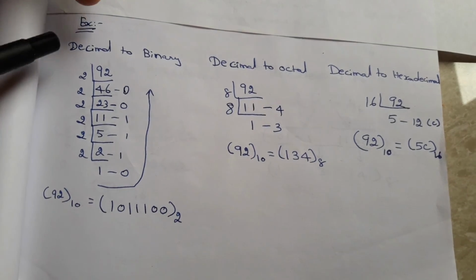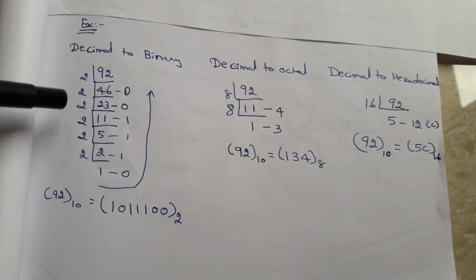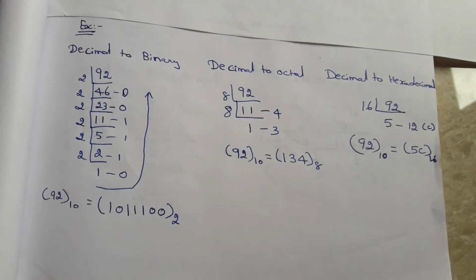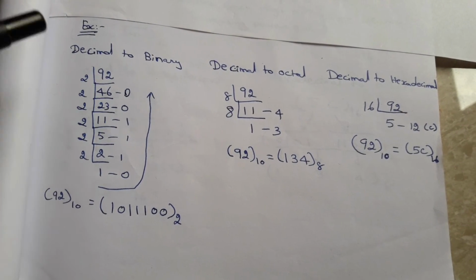So likewise when you are converting from the decimal to other categories, we have to only do the divisions. That is enough for converting from decimal system to other systems.